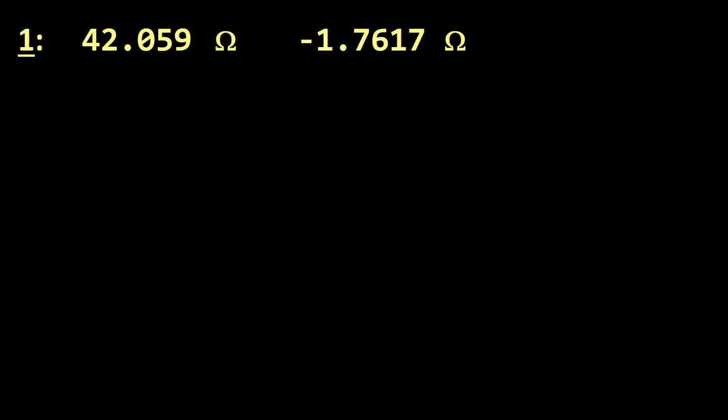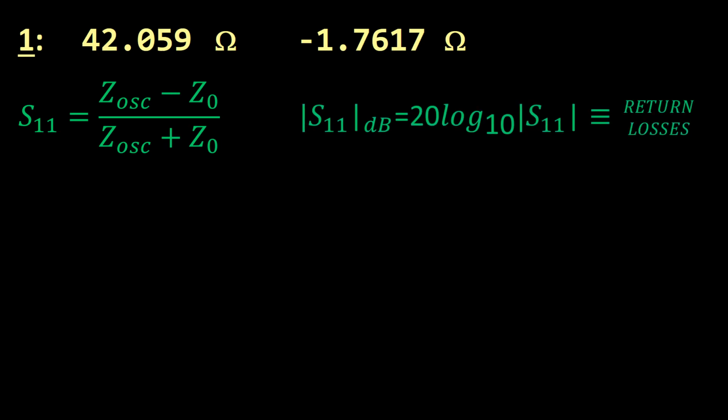We can do a cross-check with the measurement displayed in the logarithmic plot. To do so, we need to use two well-known equations. The first one gives us S11 from the impedance, where Z sub ost is the oscilloscope impedance and Z sub 0 is the reference impedance defined in the analyzer, typically 50 ohm. Since S11 is a quotient of voltage waves, we use 20 to calculate the magnitude in decibels.